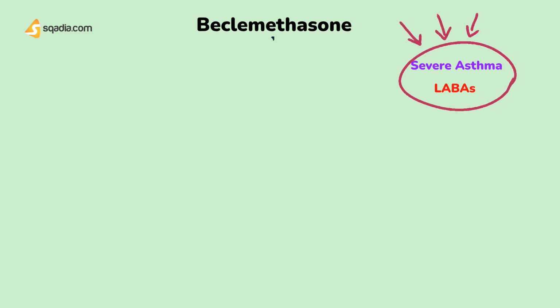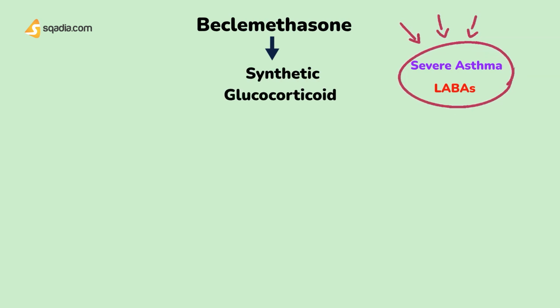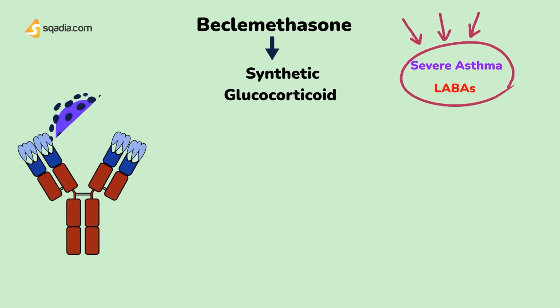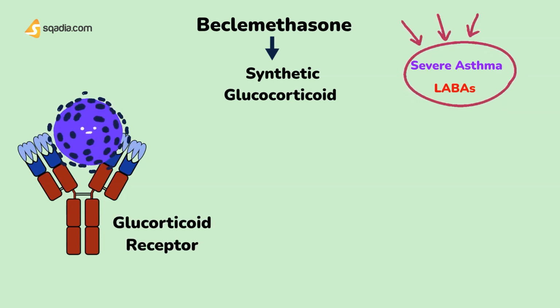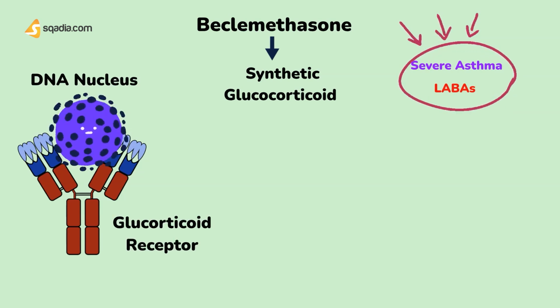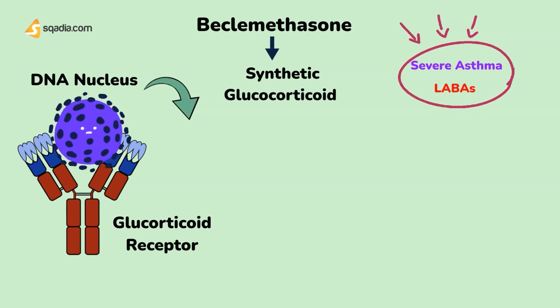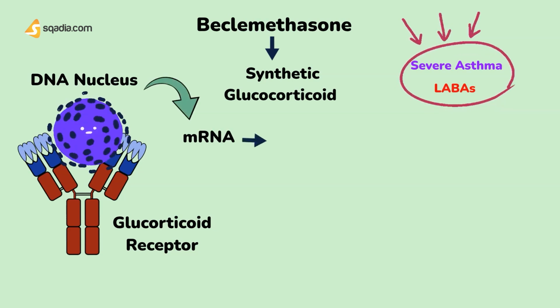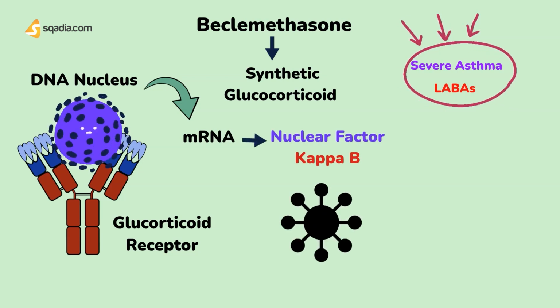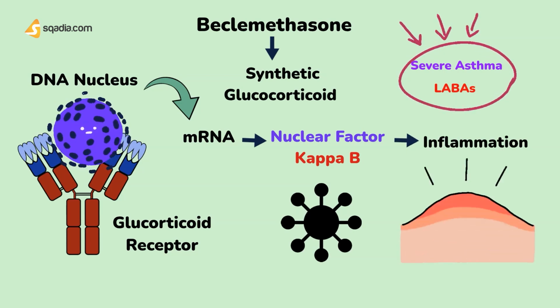Beclomethasone. Inhaled beclomethasone is given to patients who have severe symptoms of asthma, and it's also given in combination therapy with long-acting beta-2 agonist. Beclomethasone is a synthetic glucocorticoid that acts by binding to the cytoplasmic glucocorticoid receptors, which then bind to the steroid elements of DNA molecules in the nucleus. This inhibits messenger RNA, which in turn inhibits transcription factors such as nuclear factor kappa B. And this overall mechanism results in the suppression of inflammation and the immune response.